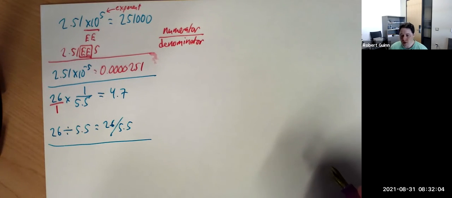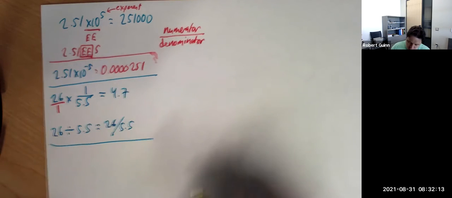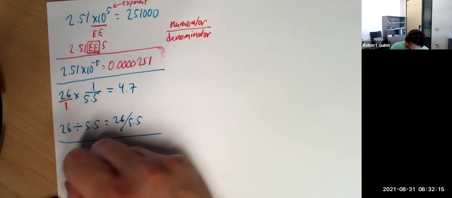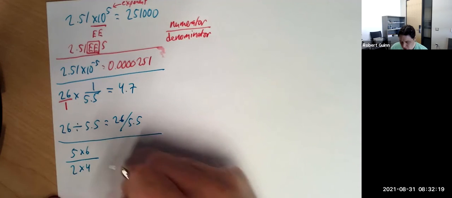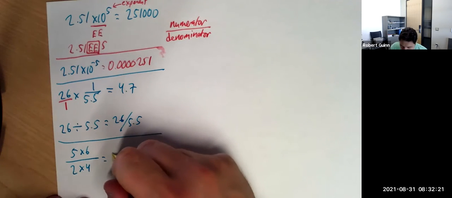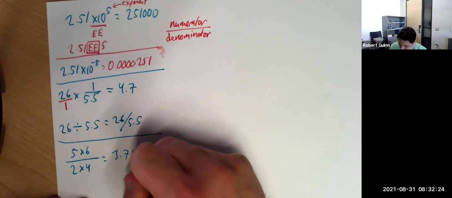Okay. Now, what about if we have multiple things on top, multiple things in the bottom? So like 5 times 6 divided by 2 times 4. Now that turns out to equal 3.75.